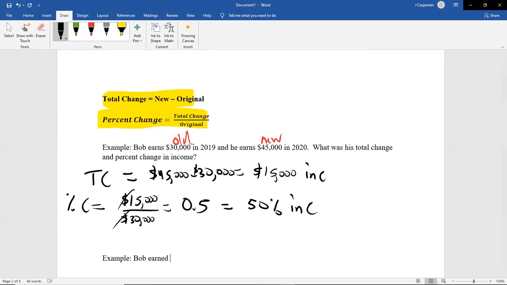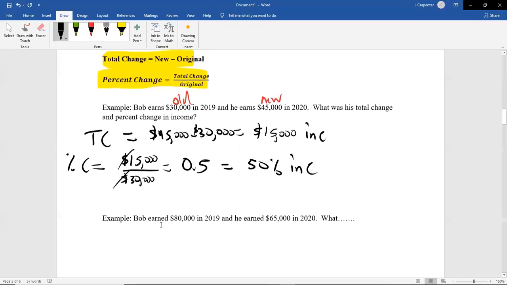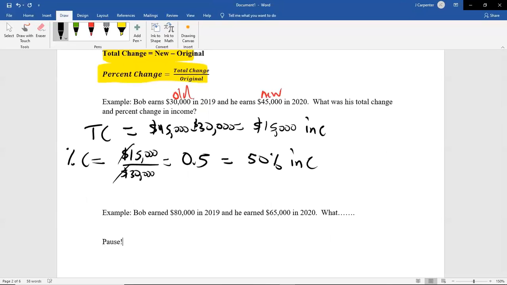So Bob earned, say, $80,000 in 2019. He earned, let's say, $65,000 in 2020. What was his total change and percent change in income? Same question. So this is where we pause 5 to 10 minutes, however long it takes you to get this done. Get your answer. Ask yourself if it makes sense. After the first one, it might not be clear whether it makes sense or whether you did it right or wrong. But after you do a bunch of these, hopefully the sensibility starts coming to you. So pause. 5 minutes, 10 minutes pass, and unpause.